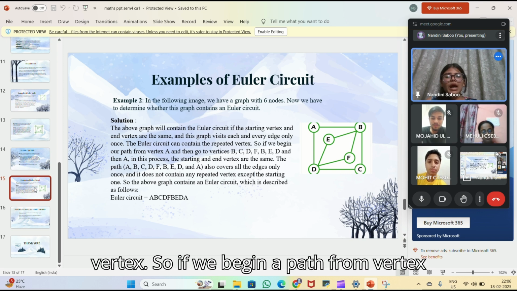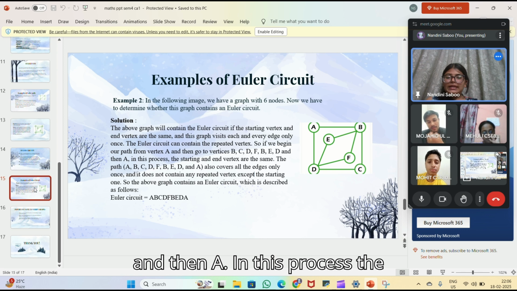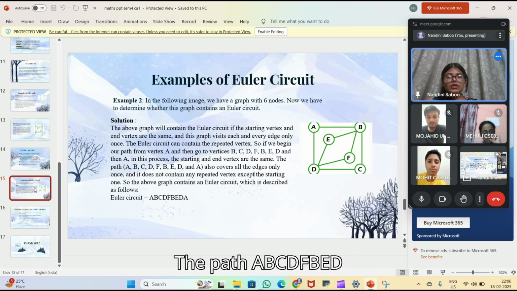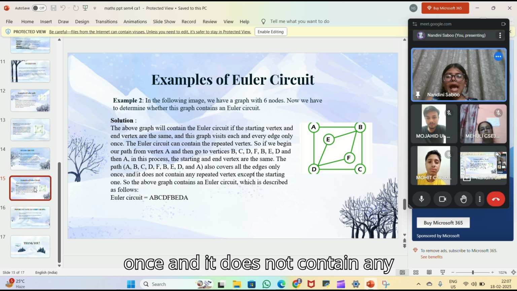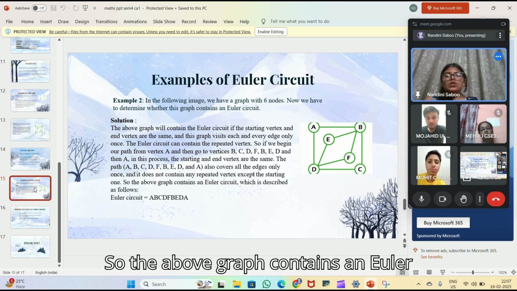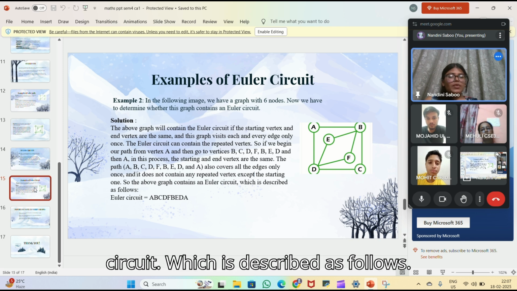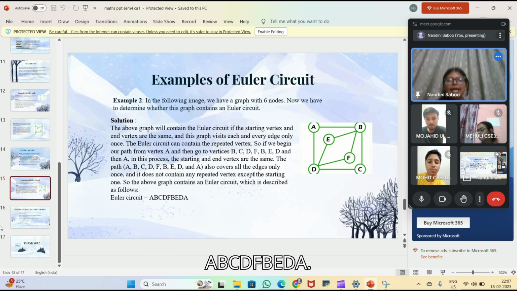So, if we begin our path from vertex A, then go to B, C, D, F, B, E, D, and then A. In this process, the starting and the end vertex are the same. The path A, B, C, D, F, B, E, D and A also covers all the edges only once. And it does not contain any repeated vertex except the starting one. So the above graph contains an Euler circuit, which is described as follows. From the above diagram we can obtain A, B, C, D, F, B, E, D, A.